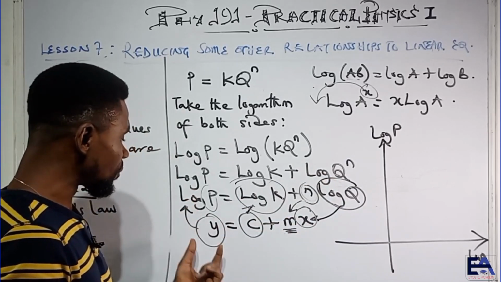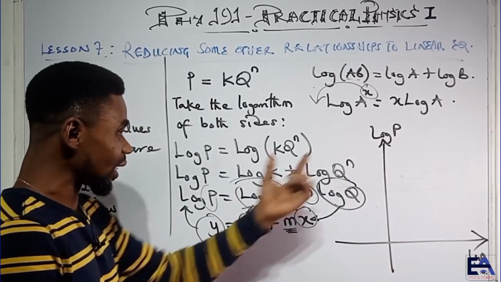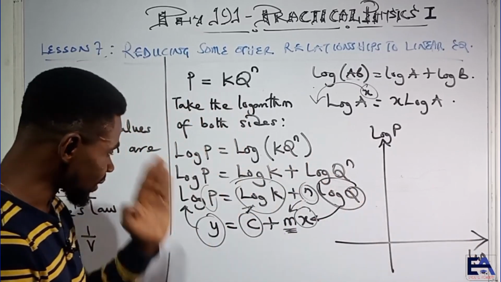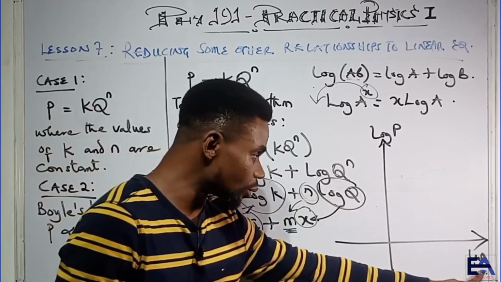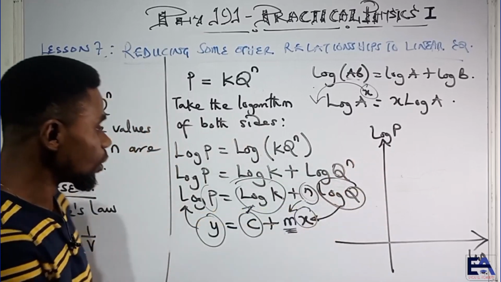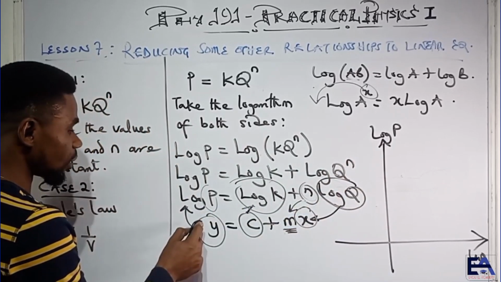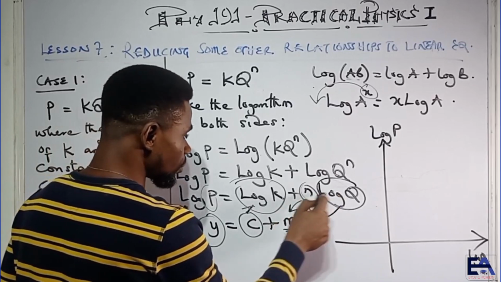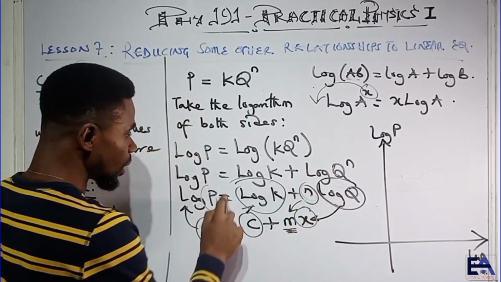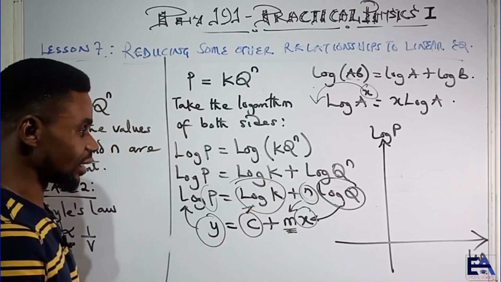The normal way you would have plotted a graph of y against x is the same way you would plot the graph of log p against log q. Because in this scenario, log q is standing as the independent variable, while log p is standing as the dependent variable. The constant value multiplying log q stands as the slope, and the whole of the thing here, which is also a constant, stands as the intercept.